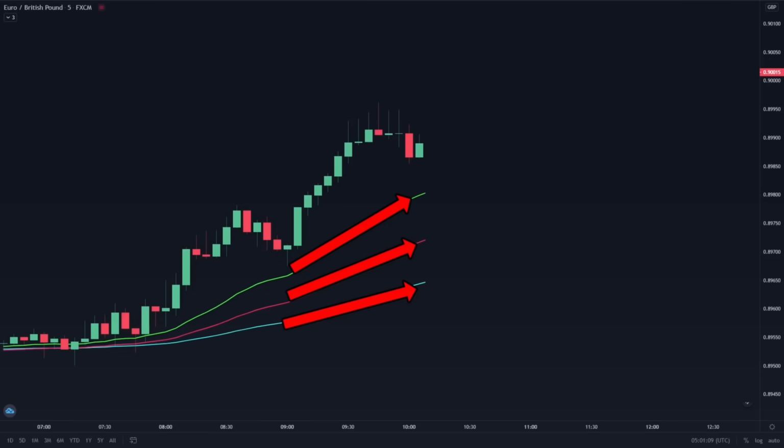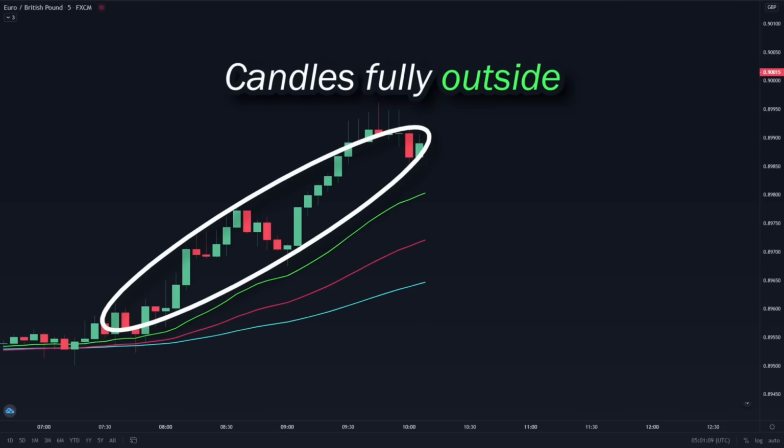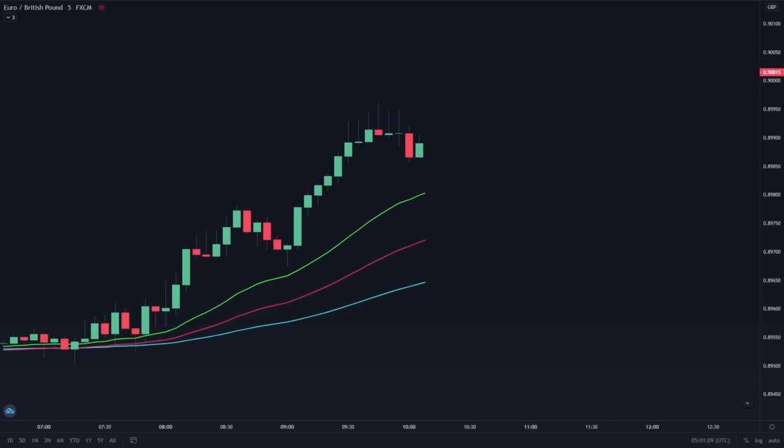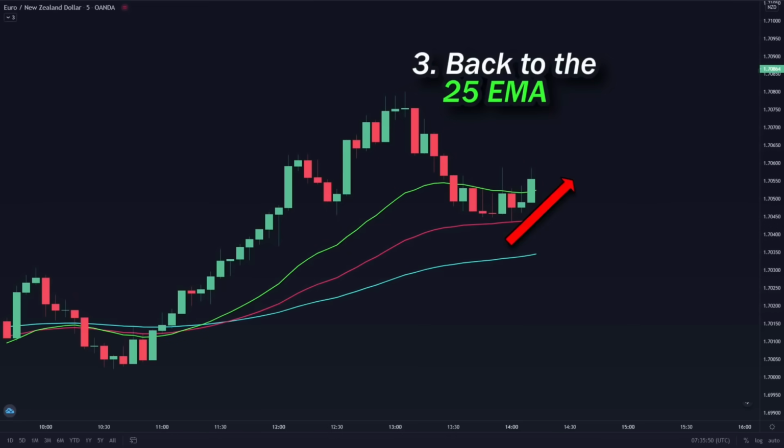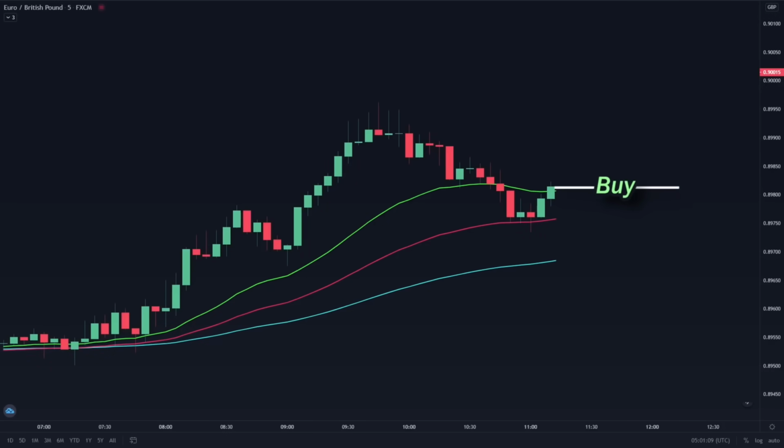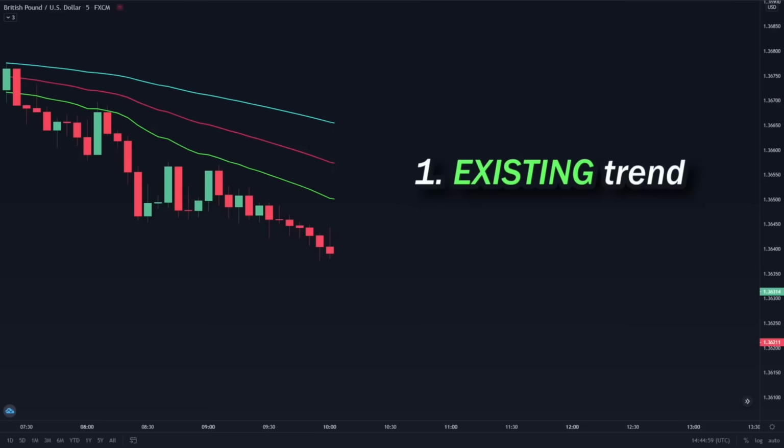First, for a buy, the 25 EMA has to be above the 50 and the 100. That tells us the short-term trend is bullish. Price also needs to be trading above all 3 EMAs. Then, we wait for a pullback into the moving averages, ideally towards the 25 or the 50. And we want to see a candle close back above the 25 EMA. That close back above is our green light. We enter at the candle close, place the stop loss at the 50 EMA, and aim for a 1-to-2 ratio of our stop loss.